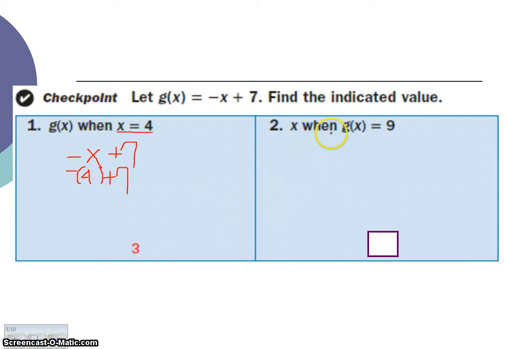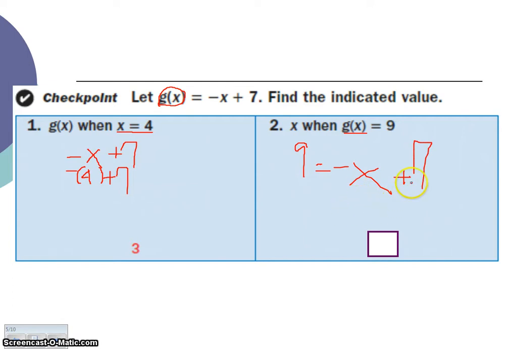Number 2, this time your g of x, and it doesn't matter if it's f of x or g of x, you might see h of x, it's still a function. They're just giving it another name. So this g of x, and here's g of x in the very front, so now I'm going to put 9 in the front. Go ahead and solve this.